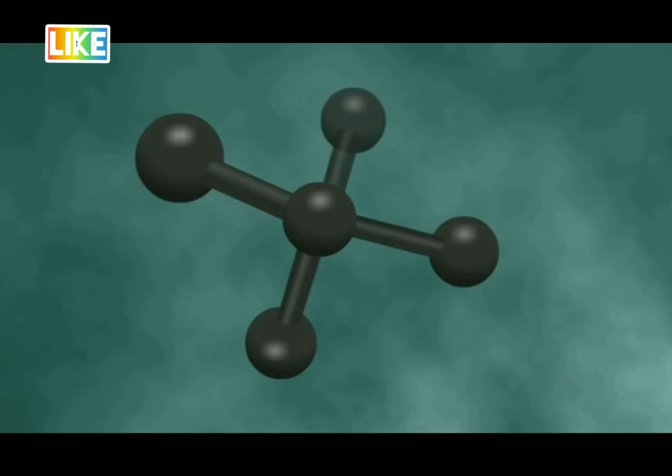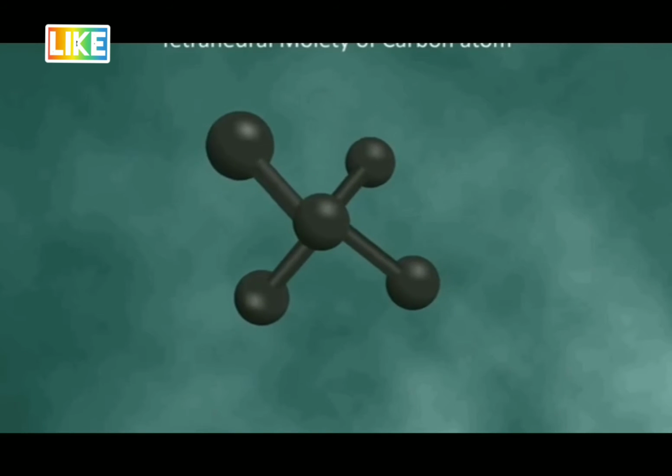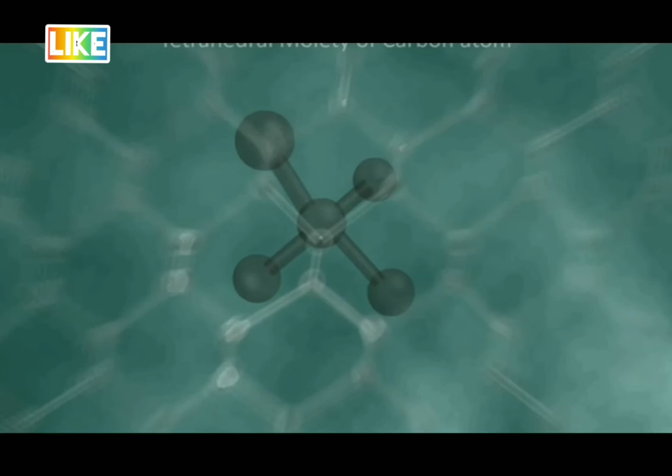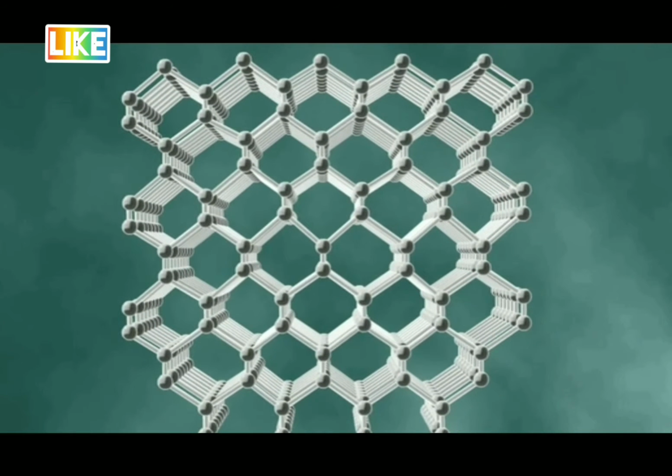Carbon has a unique property of catenation, that is, to attach itself with other carbon atoms. By doing so, it can form a large network of atoms which are joined together by covalent bonds throughout the crystal, thus forming a three-dimensional network of a giant structure.